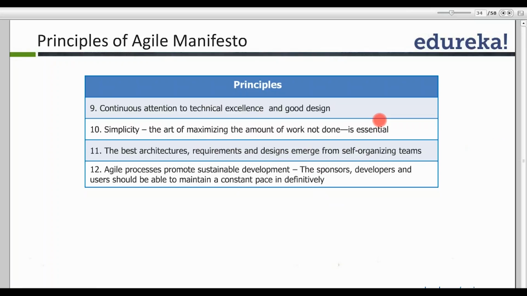The last principle talks about working in an agile project at a sustainable pace. We have to always make sure that we maintain a constant pace rather than having highs and lows. So agile processes promote sustainable development. The sponsors, developers and users should be able to maintain a constant pace indefinitely. So these are the 12 principles of the Agile Manifesto. We have 4 value statements and 12 principles.